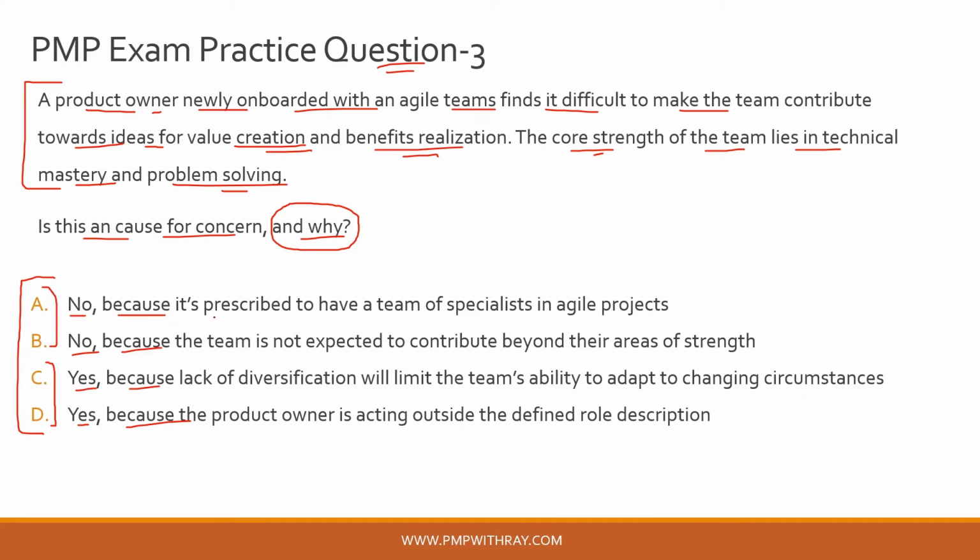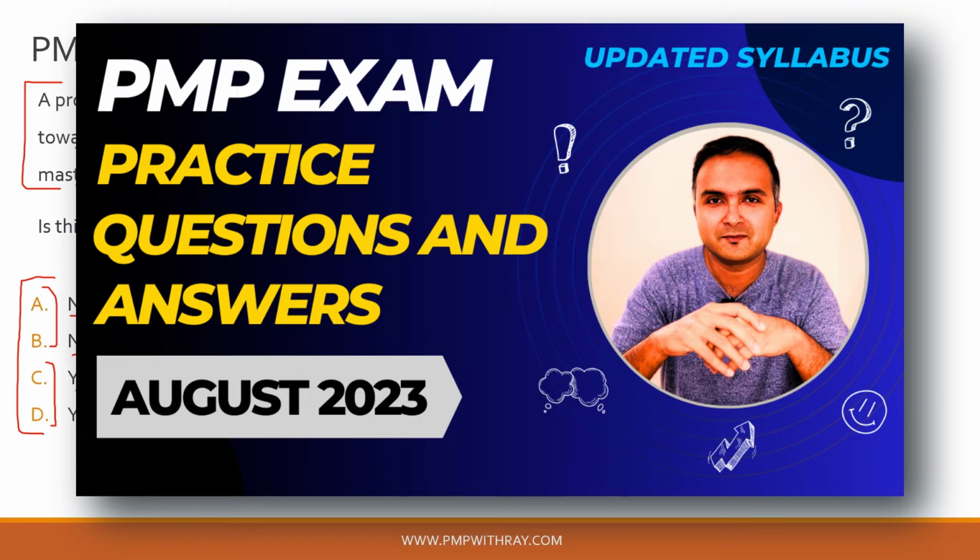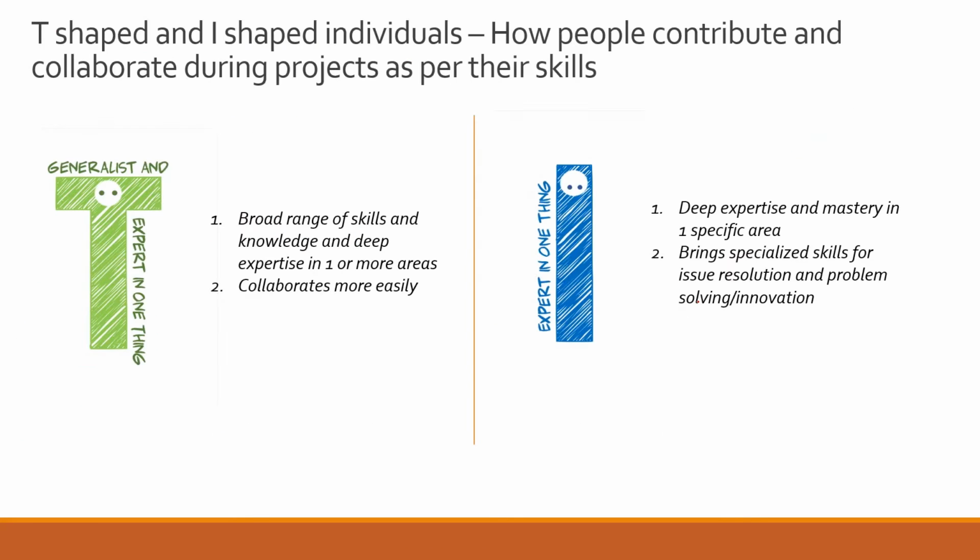Option A, no, because it is prescribed to have a team of specialists in agile projects. Incorrect, guys, because in agile projects you need to have a good mix of specialists and generalists as well. So if you go back to my August 2023 video, you'll be able to see the importance of having T-shaped individuals and I-shaped individuals in an agile project.